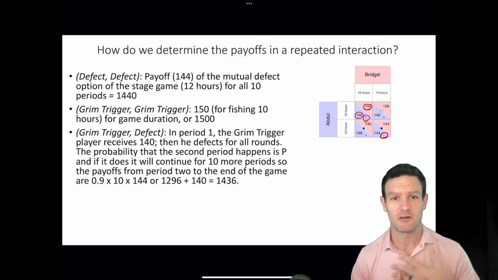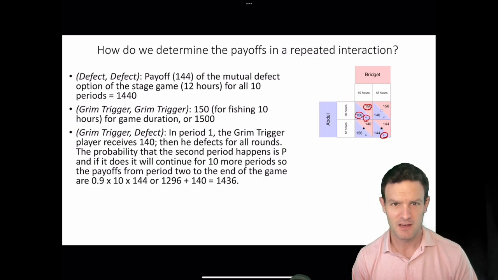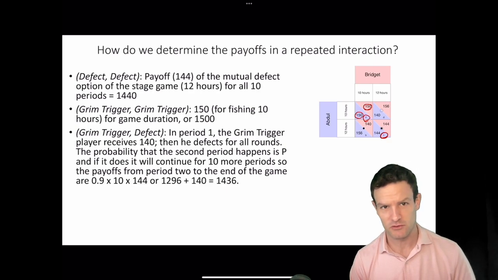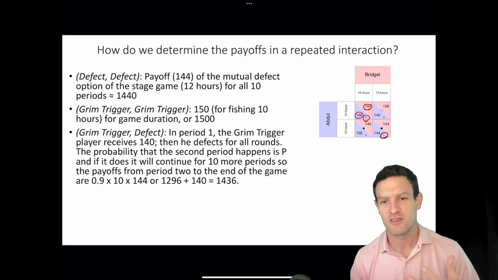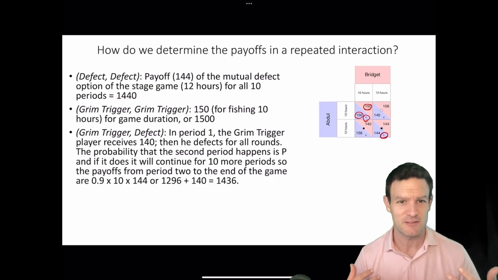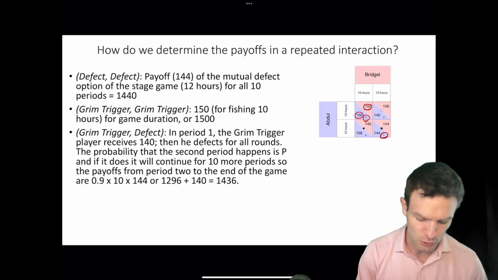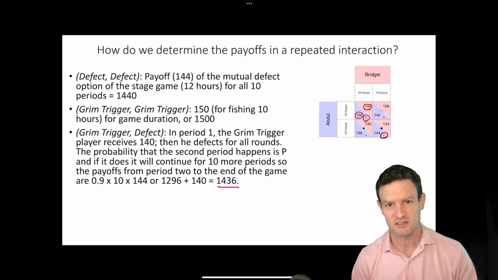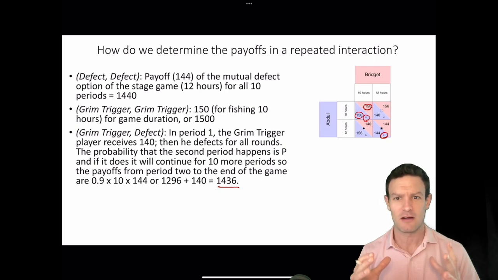If I am playing Grim Trigger and you're playing Defect, in period 1, the Grim Trigger player receives 140. Then he defects on all subsequent rounds. And so the probability that the second one happens is P, which we said was 90%. And so therefore the game is likely to continue in totality for 10 rounds. And so you're going to end up with 144 times 9 rounds, plus 140 which you received in the first round. And therefore your total payoff is 1,436. So 140 in the first round plus 9 times 144. Okay, so that's the total for the 10-round game.